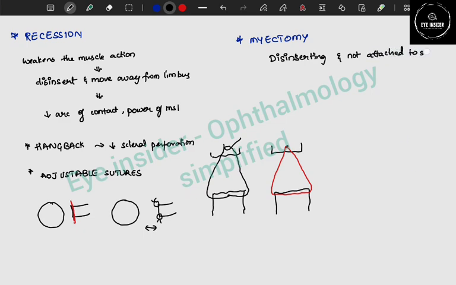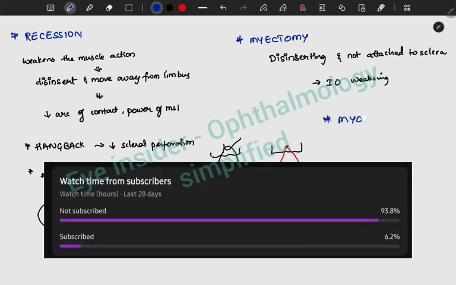Then is myectomy. So myectomy is disinserting the muscle and not attaching it to the sclera. It is performed for inferior oblique weakening.